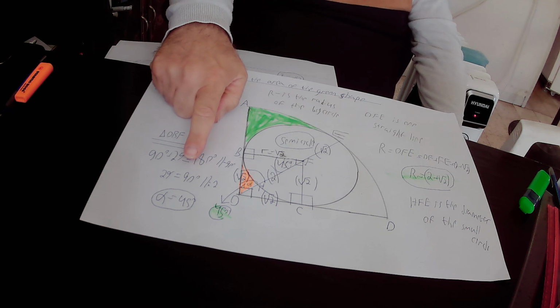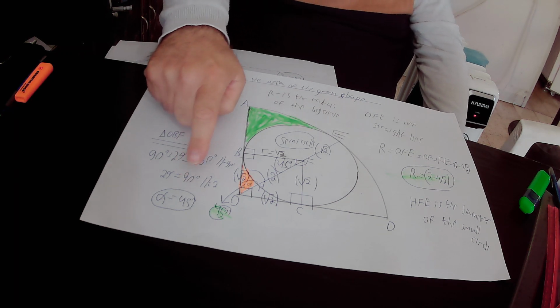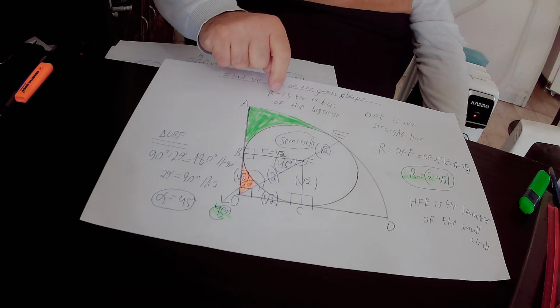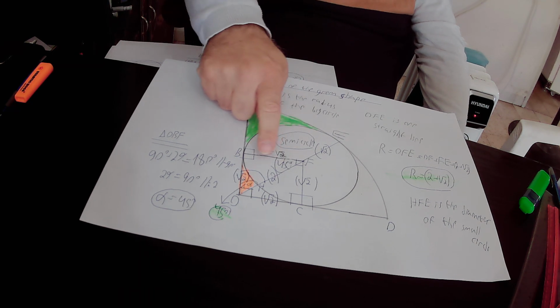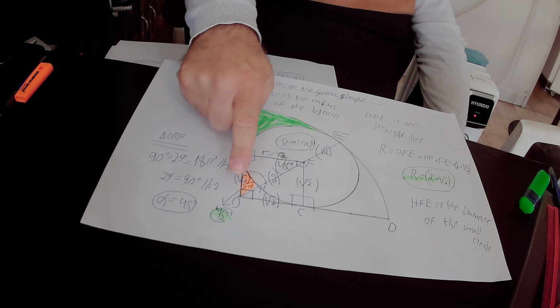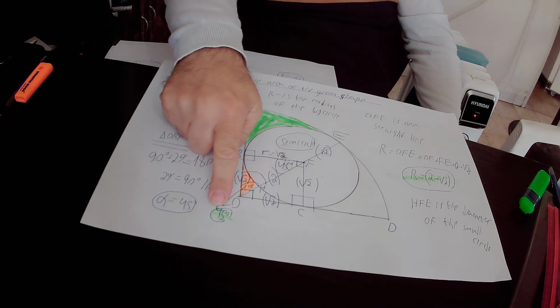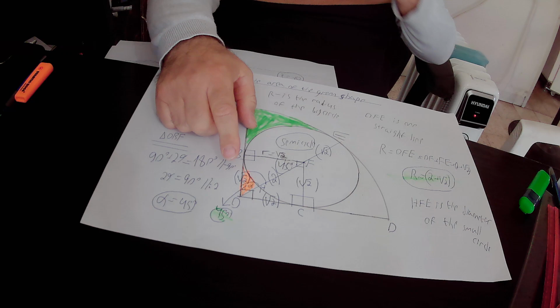We divided this equation by 2 and finally found out that the missing angle alpha equals 45 degrees in its size. This is angle alpha that equals 45 degrees, and this is also angle alpha that is equal to 45 degrees in its size.